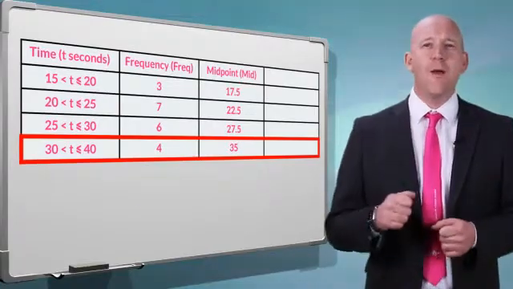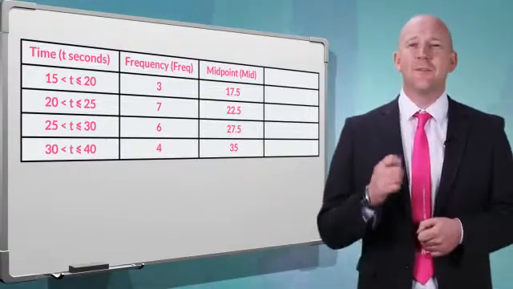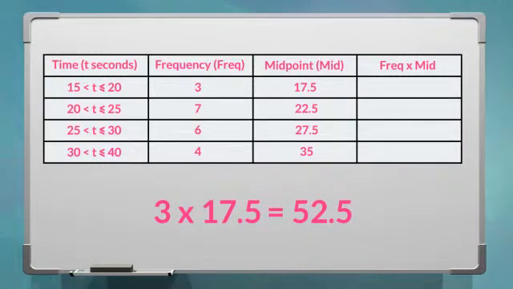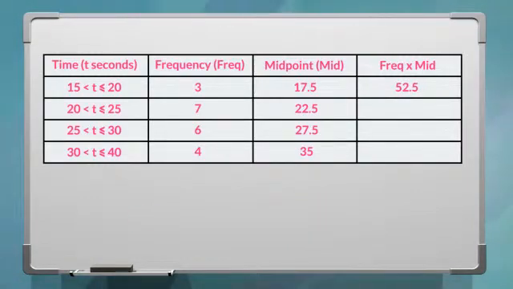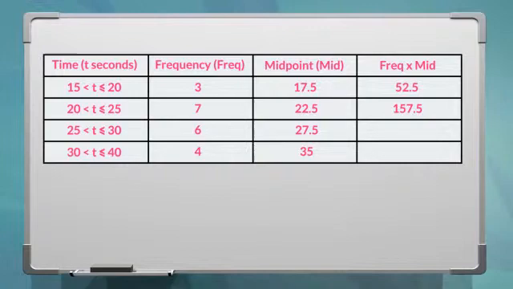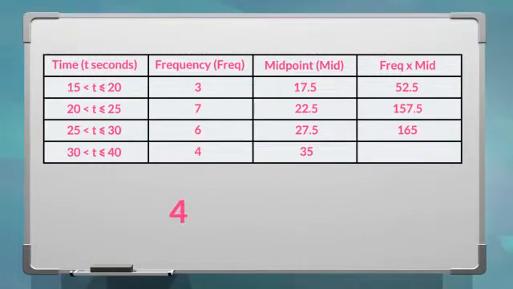Right then, time for the second extra column. We use this column to work out the answers to the frequencies times midpoints. In the top row, we multiply 3 and 17.5 together to get 52.5. In the second row, we multiply 7 by 22.5, which equals 157.5. For the third row, 6 times 27.5 is 165. And finally, 4 times 35 is 140.